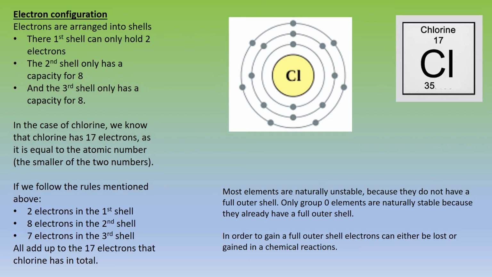In order for an element to become stable, it'll have to fill that outer shell. Now that can either be done through losing electrons or sometimes through gaining electrons as well. So for example, chlorine will gain an electron because it's easier to gain that extra one. Okay.